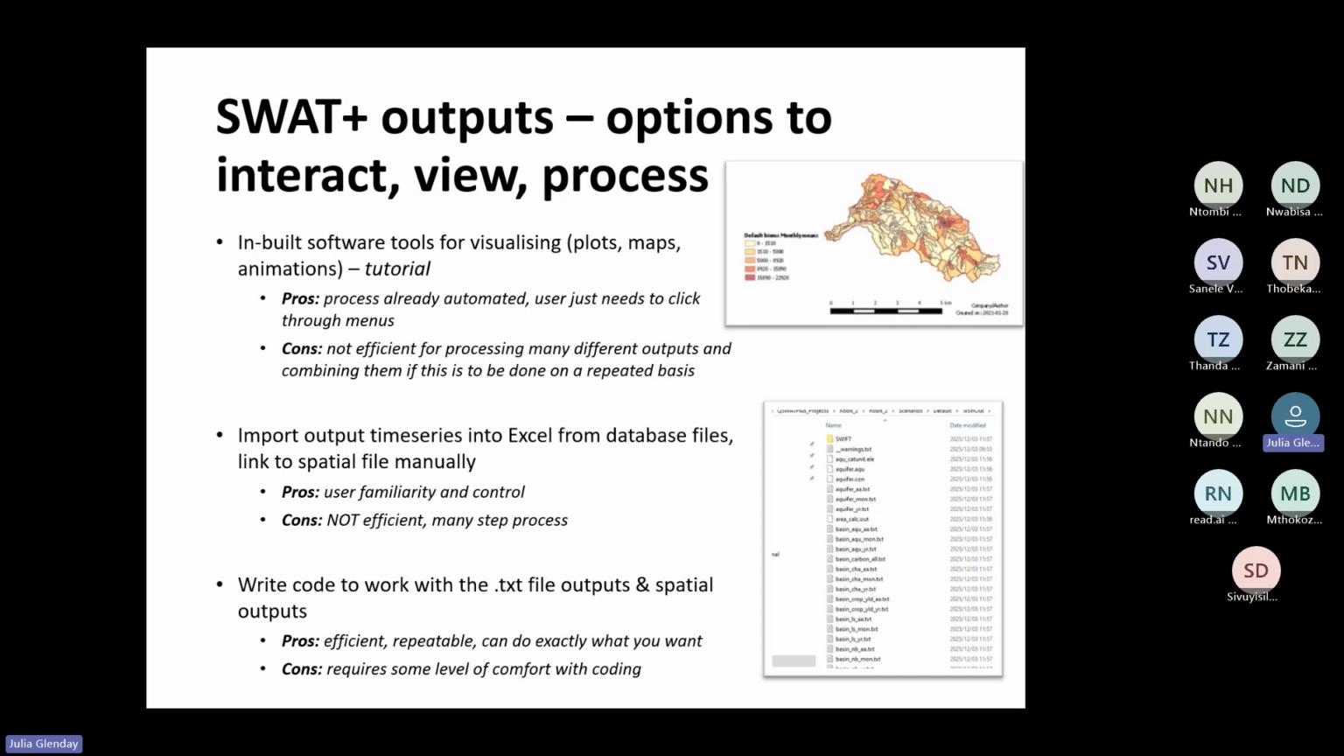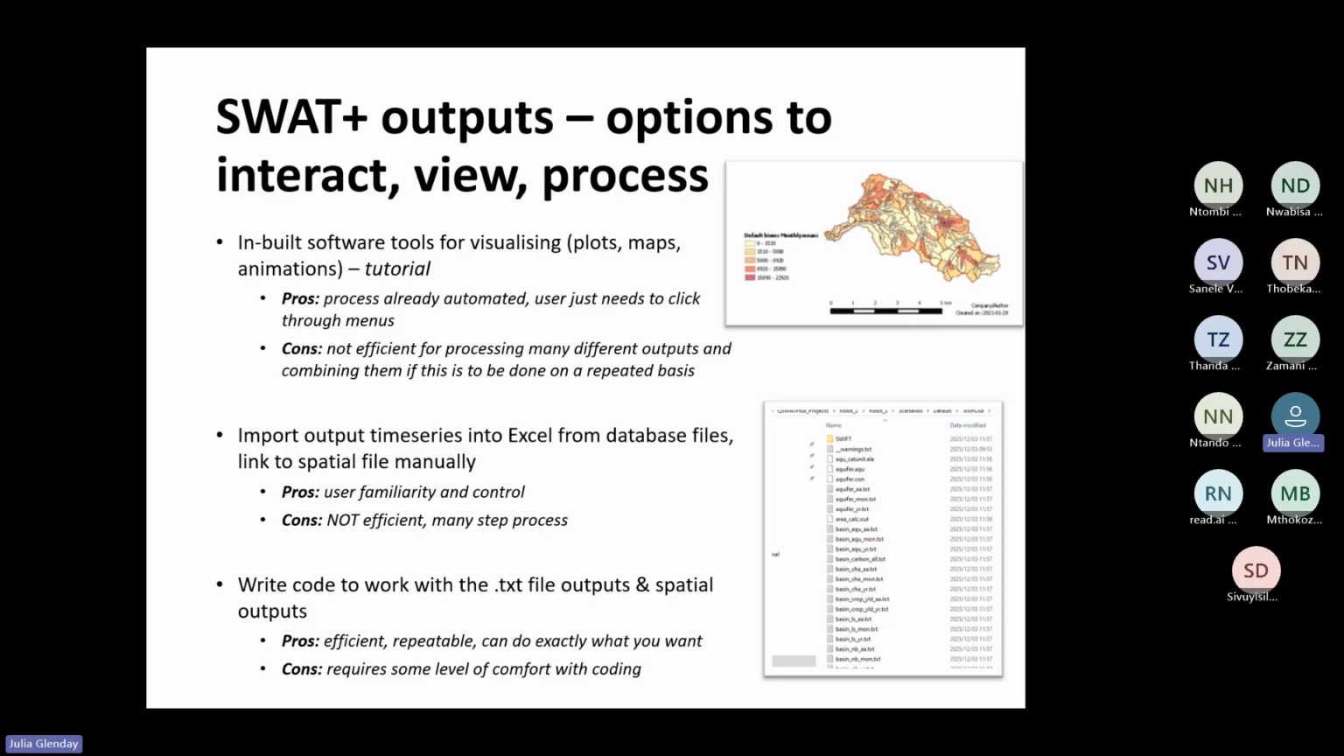Another option would be to output some of the time series data into an Excel format from these database files. And then if you wanted to show it in a map format, you would then need to manually link things. The advantage of that, I suppose, is that if Excel is what you're familiar with and you want to make certain graphs and you know how to make them in Excel and make them look the way you want them to, there's user familiarity and control there. That's also really not very efficient if you're going to be doing it many times over and repeating it as you improve the model.